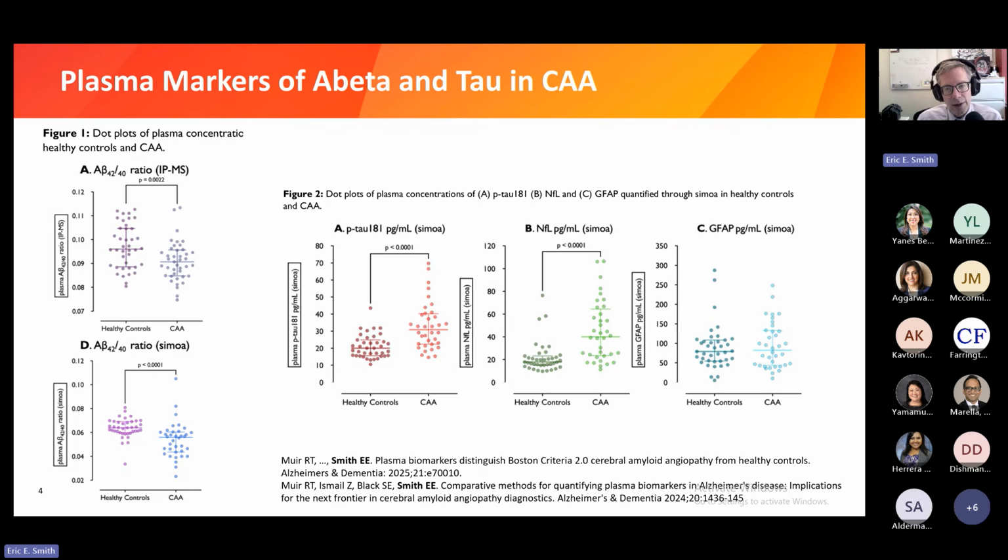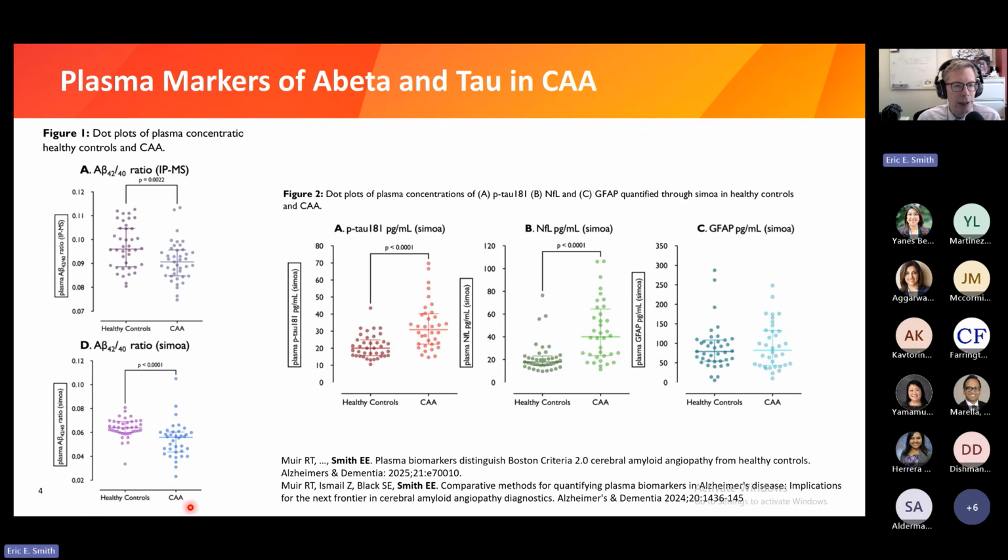We have found that you can detect abnormal levels of A beta and tau in the blood in people with CAA, in addition to the CSF. And so this might be a way of getting a clue that a patient has CAA, and these are some of the scatter plots shown here.